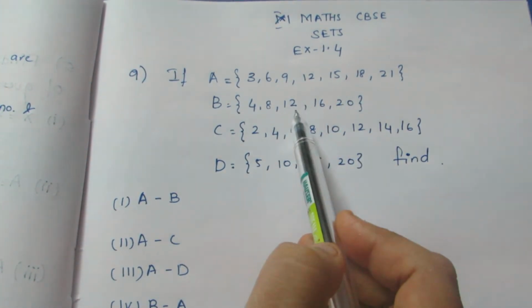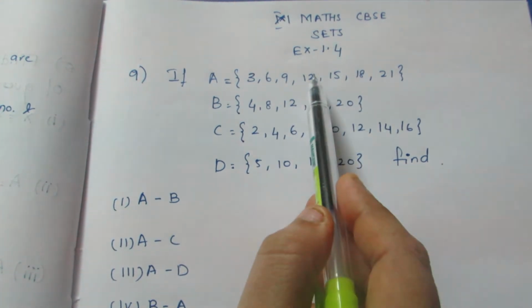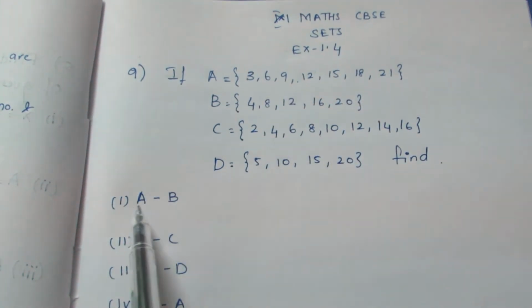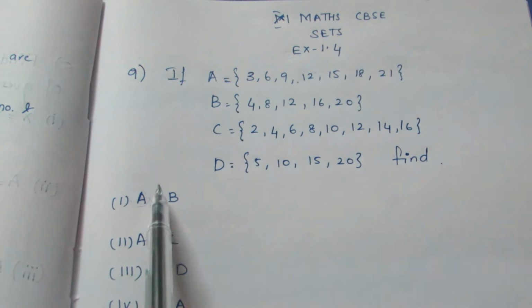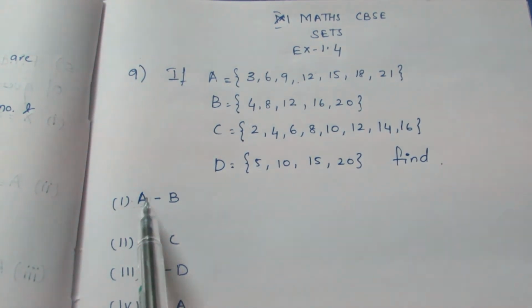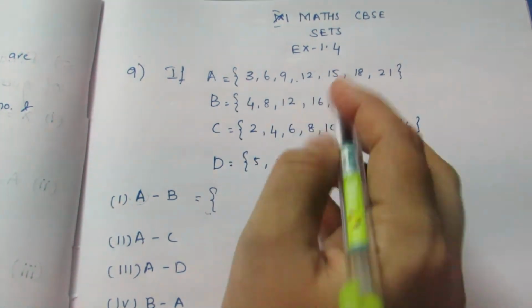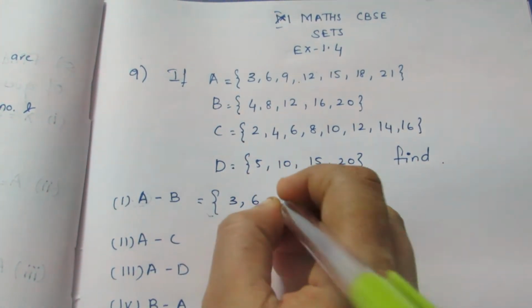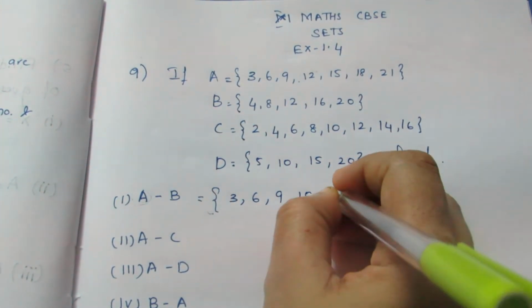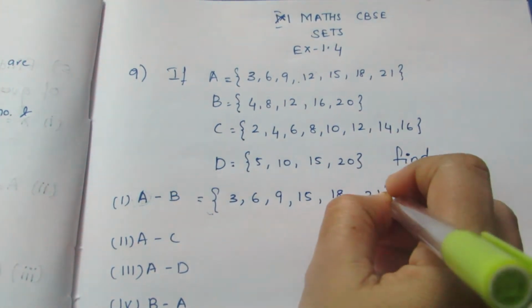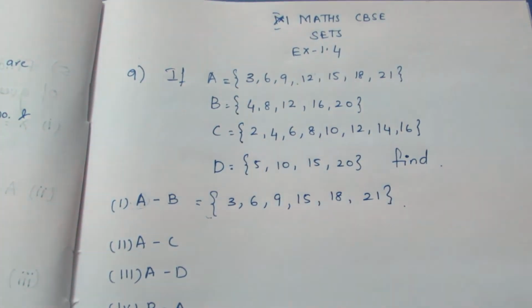That's all, only 12 is there, so remove 12 and write the elements in the first one. Remove the common and write the elements in the first one, that will be your answer. So in A, removing 12 we have 3, 6, 9, 15, 18 and 21. So this is the A difference B.